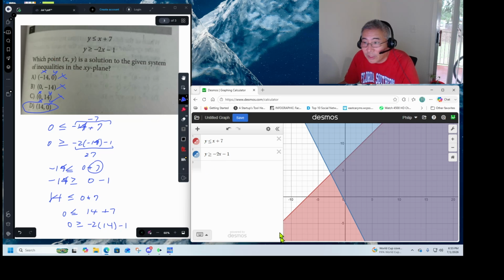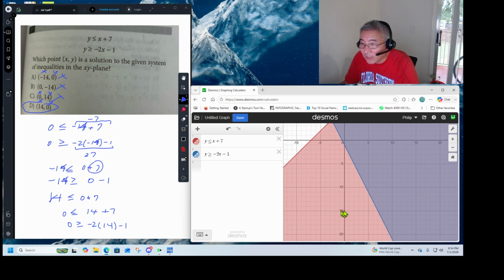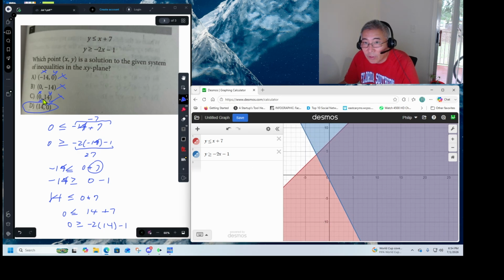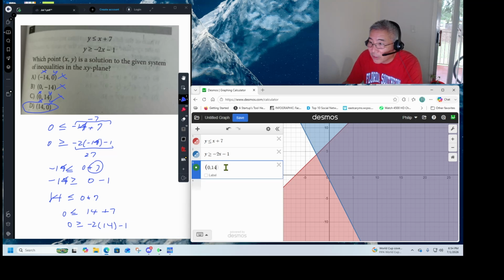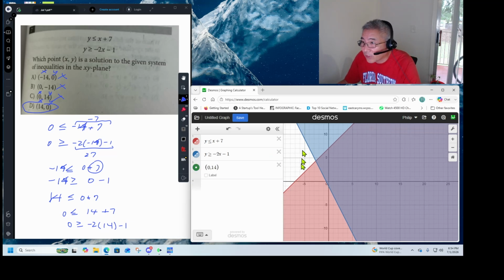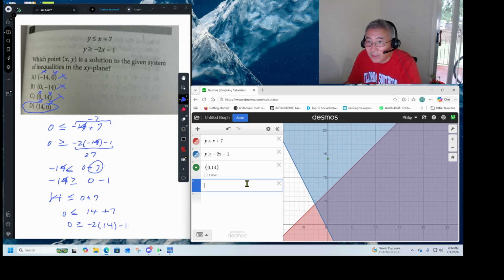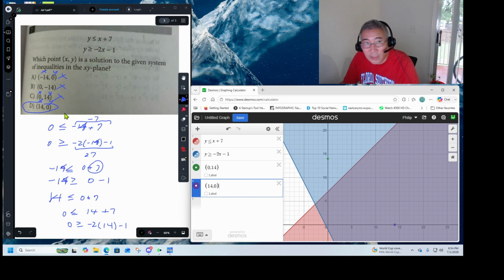Obviously negative 14 comma 0, that's way over here, so no. 0 comma negative 14, that looks like it's only going to be in red. It's down here, right? And 0 comma 14, that looks promising. Let's do that. 0 comma 14. Oh wait, no, 0 comma 14, that's up here, right? No, that's not. So it has to be 14 comma 0. Okay, so it's in both regions, right? So the answer is D.